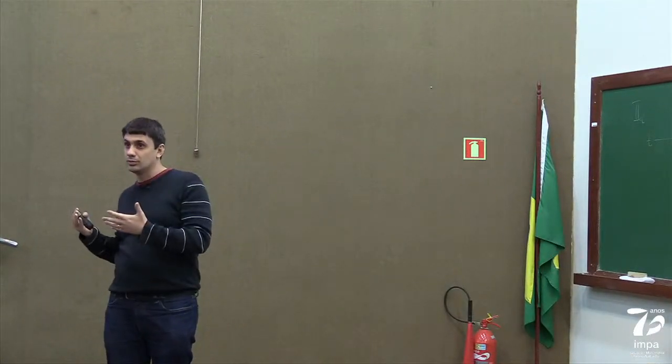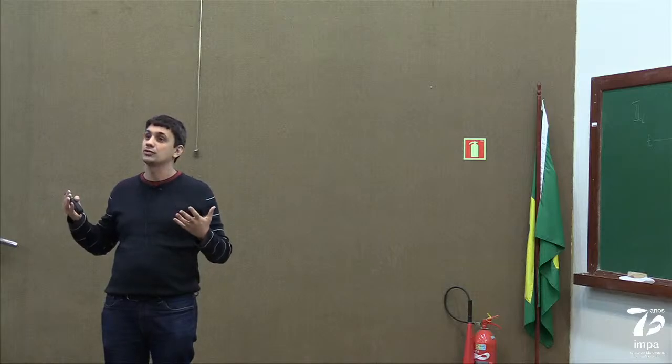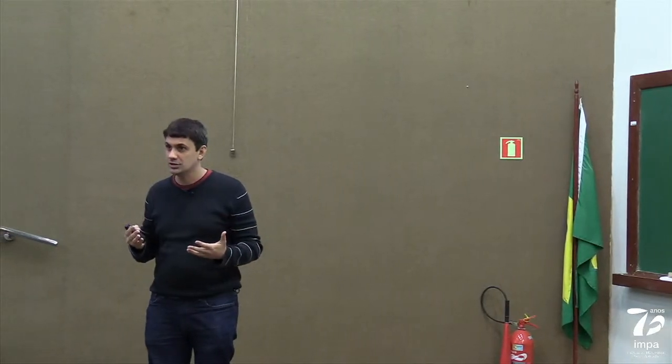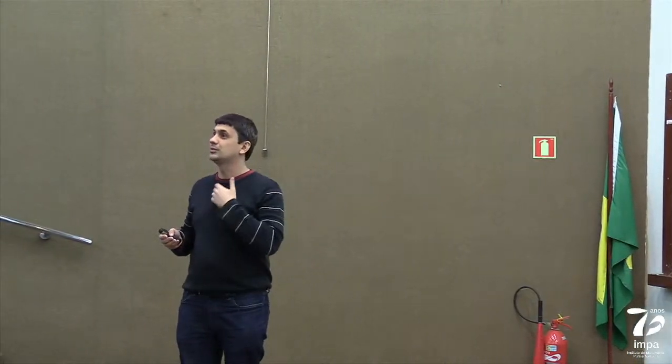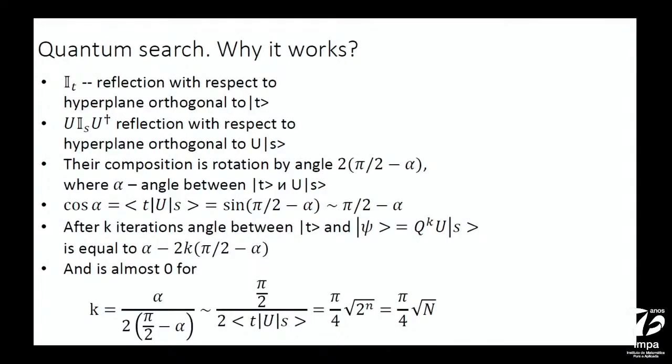And okay, what I want you to remember is that composition of two reflections is rotation. Yes, but to which angle, please just believe me. And this means that each time we are doing a rotation of a vector by this angle, and alpha is actually very close to pi over 2, so a small angle each time.